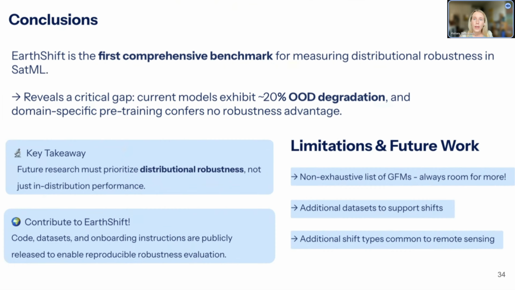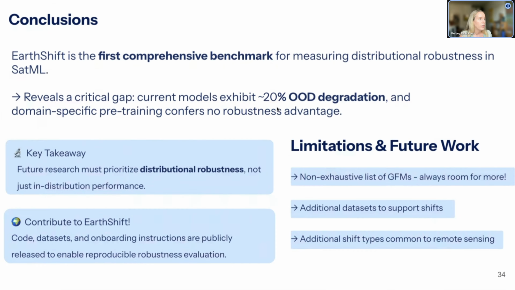We always want to add additional data sets to support other shifts. So if folks joining me today, or anyone, has suggestions, I would love for folks to reach out if there are other shifts or data set pairings that they'd be curious to see in future iterations of EarthShift, in terms of the data sets of the current shifts, but also additional shifts that are common to remote sensing. Again, this is a non-exhaustive list. But the key takeaway is that we think future research in the field of GFM should prioritize distributional robustness and not just in-distribution performance.